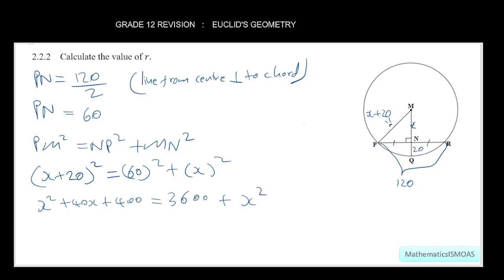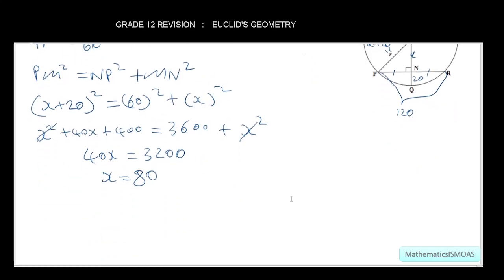Transposing the equation, we'll be left with 40x equal to 3200. Remember, x squared minus x squared will be 0. 3600 minus 400 will be 3200, and then from there divide both sides by 40. We get x is equal to 80.